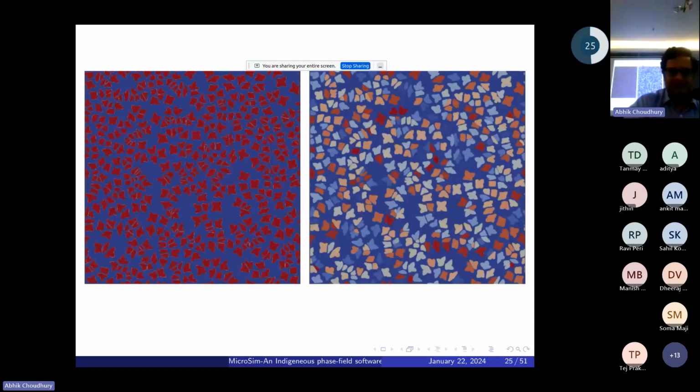So this is the same simulation at a much larger scale, and we use the scalability of the multiphysics modules that exist in our software.